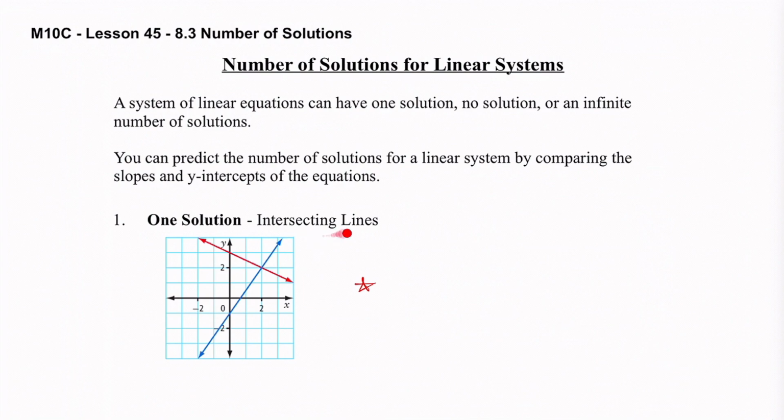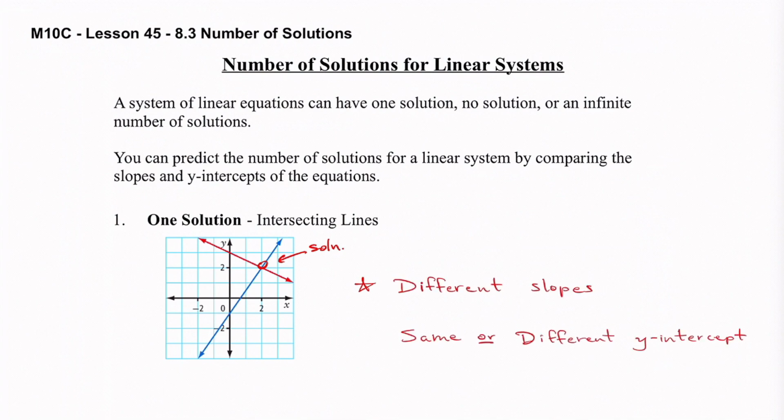So for this first one, we have 1 solution. These lines intersect. So you've got one going like this, and then another one like this, and you can see they intersect right there. So they're going to have 1 solution right there. And what we can notice from this is that these have different slopes. So if they have different slopes, they're going to cross at some point. So I've got that written here. Different slopes, and the y-intercept actually doesn't matter. It could be the same or different. But as long as they have different slopes, you're going to have 1 solution.